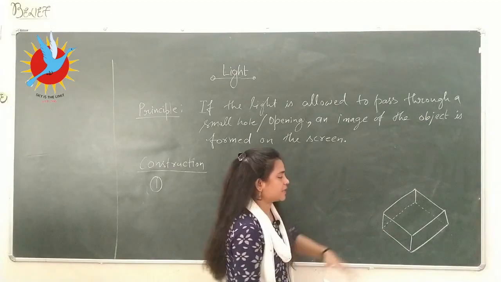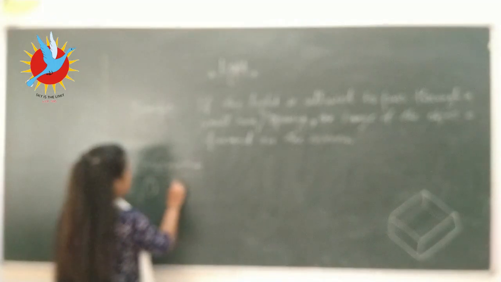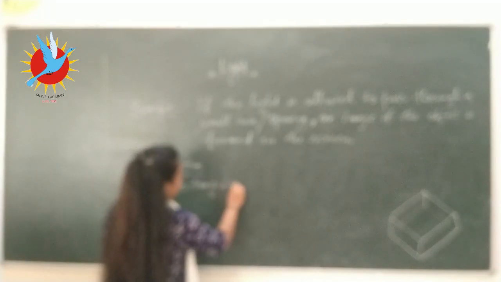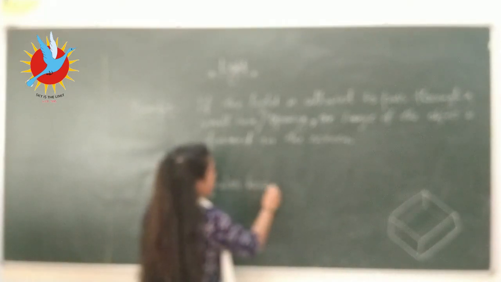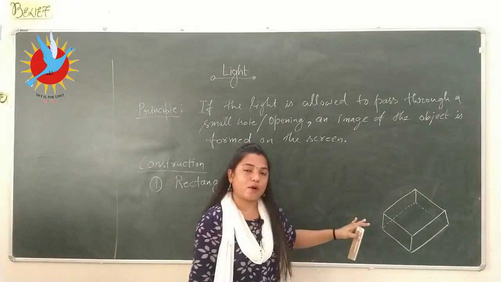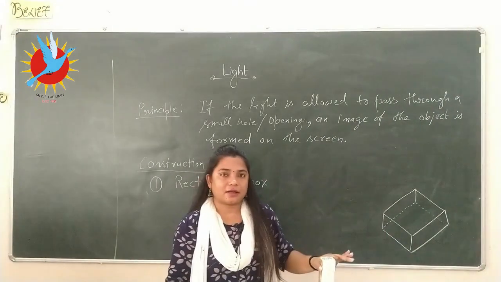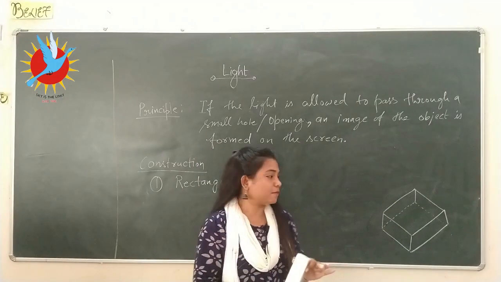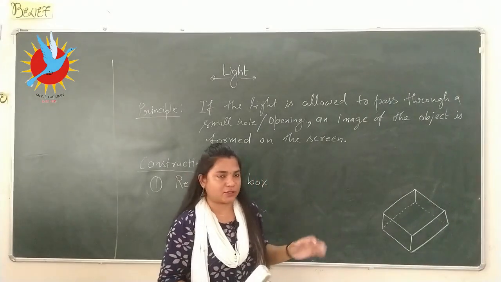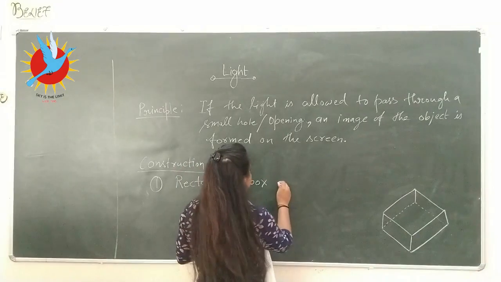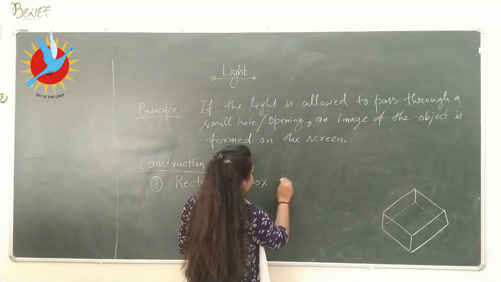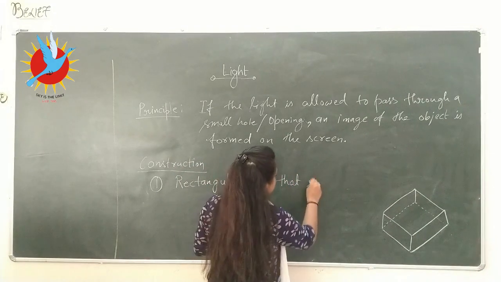A pinhole camera has a rectangular box like this. So, first important thing is a rectangular box, and it should be blackened from the inside. Why is it so? So that there is no light for a perfect formation of image. So, a rectangular box that is blackened from the inside.